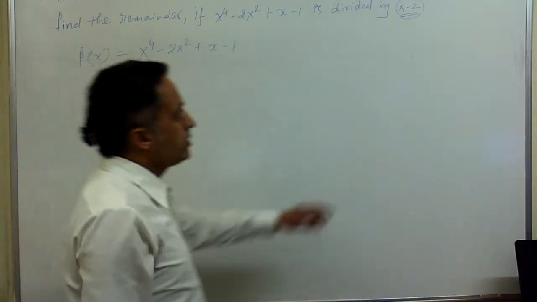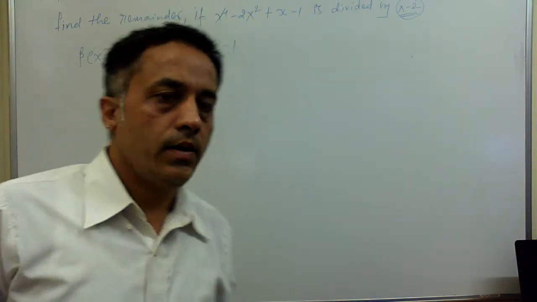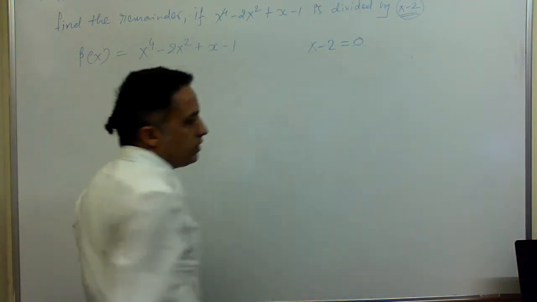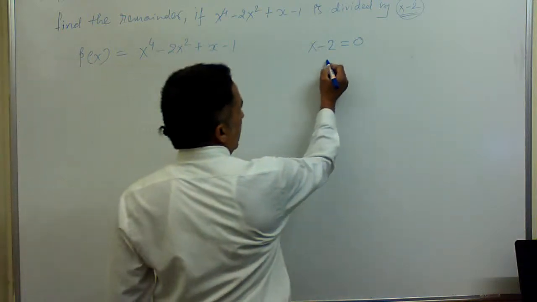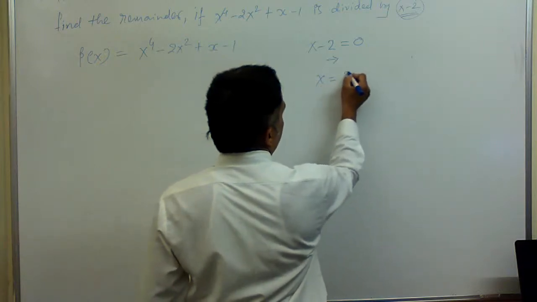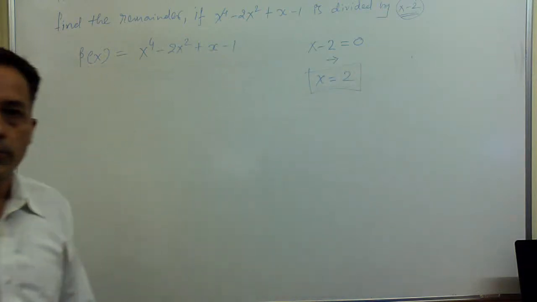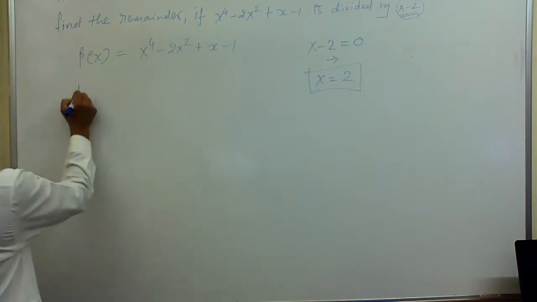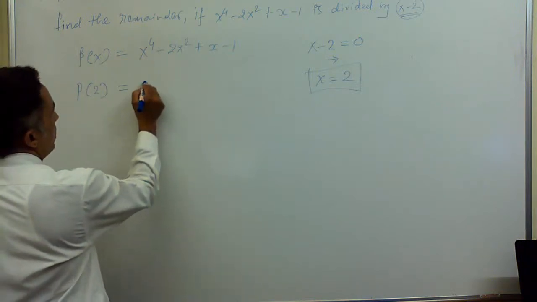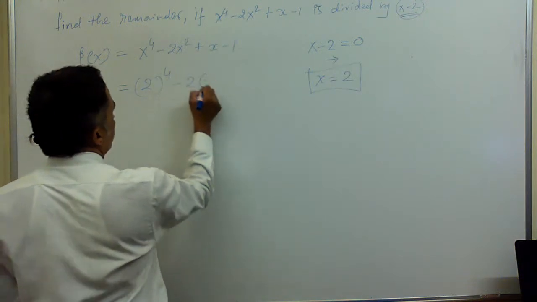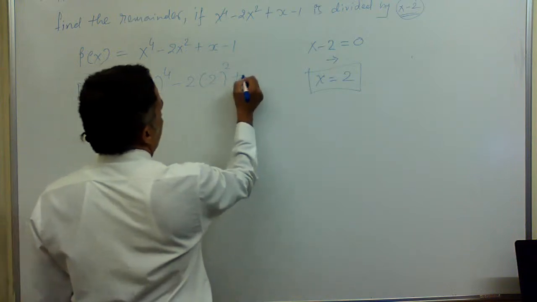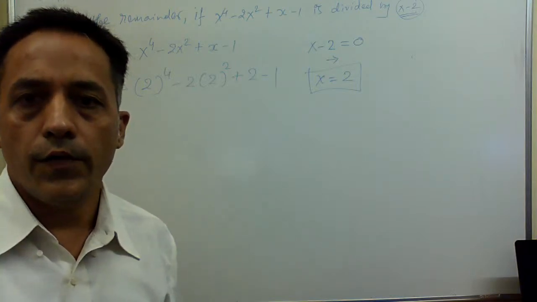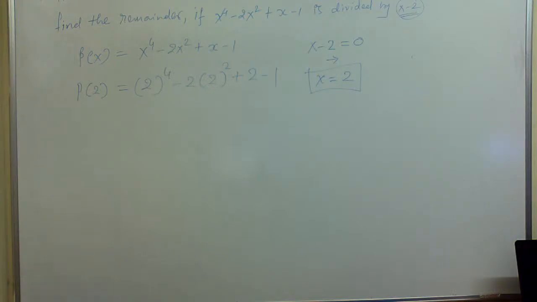So x minus 2 is divisor, and so first of all we take x minus 2 is equal to 0. Now this minus 2 shift the other side, so we will have x is equal to 2, and this value we will substitute in the given polynomial. So we will have p of 2. Here 2 raised to 4 minus 2 square plus 2 and minus 1. So we have substituted the value of x in the given polynomial. Now we will simplify.